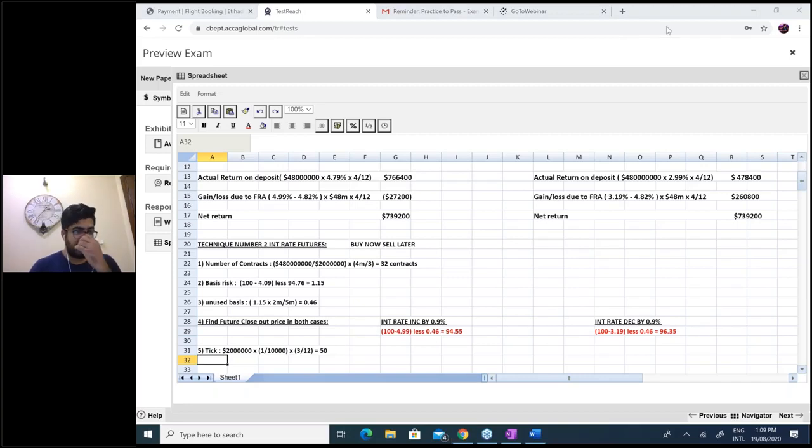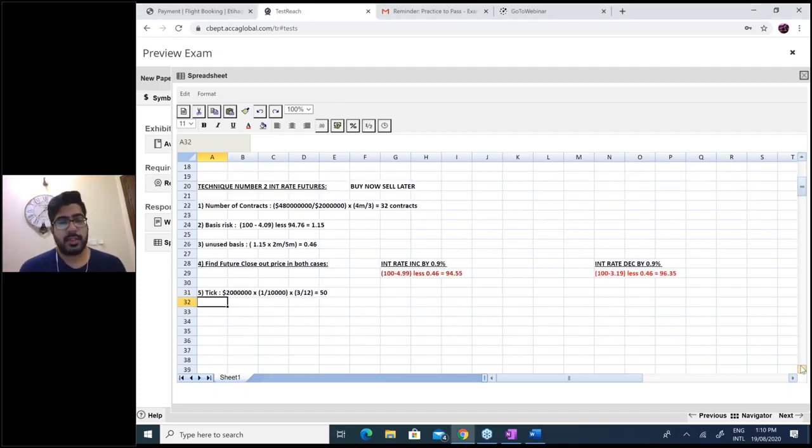So I will just be repeating the 5 steps. If you have any questions in the 5 steps, you can ask. We're doing technique number 2, interest rate futures. Since it's a deposit case, it's buy now, sell later. The first step is the number of contracts: 48 million amount over contract size 2 million into time period 4 months over 3, it's 32 contracts. Basis is spot 100 minus LIBOR, the interbank rate 4.09, less the futures price. The March one is already written in the first step, 94.76, giving 1.15.